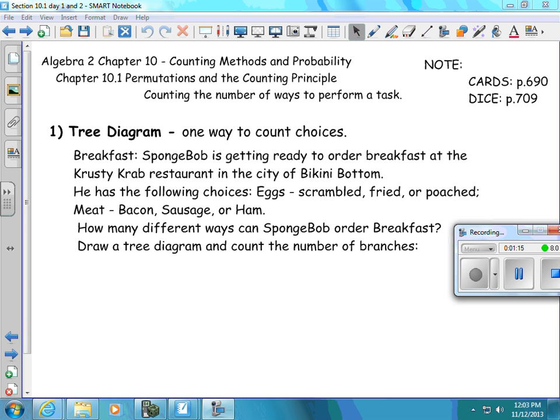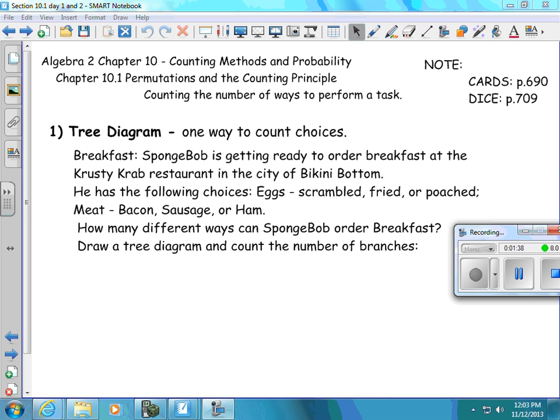So in this question, it says, SpongeBob is getting ready to order breakfast at the Krusty Krab restaurant in the city of Bikini Bottom. He has the following choices: eggs, scrambled, fried, or poached, meat, bacon, sausage, or ham. How many different ways can SpongeBob order breakfast? Okay. So he's going to have eggs and meat.